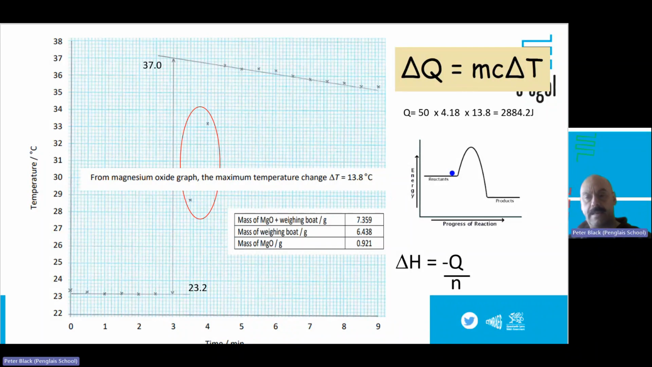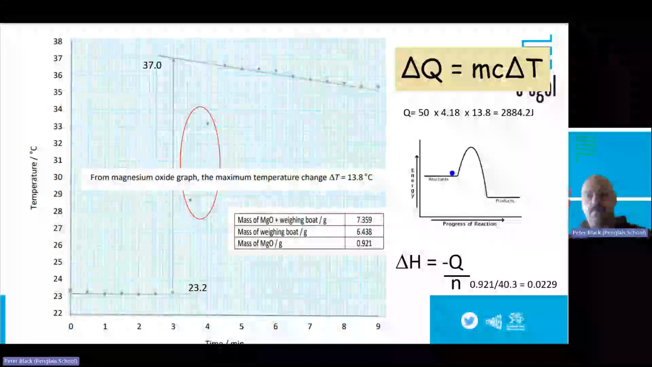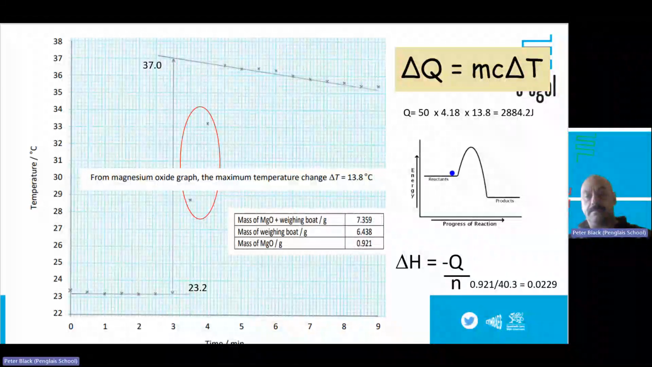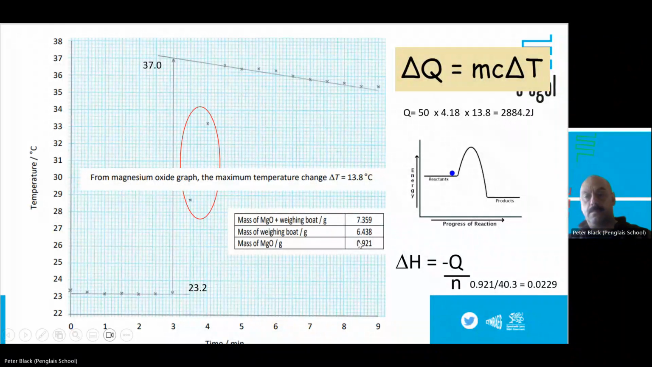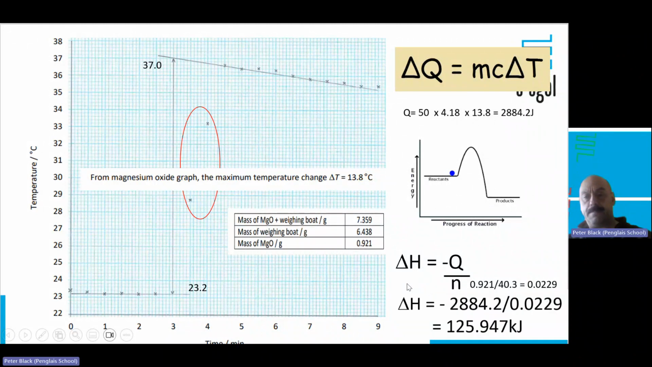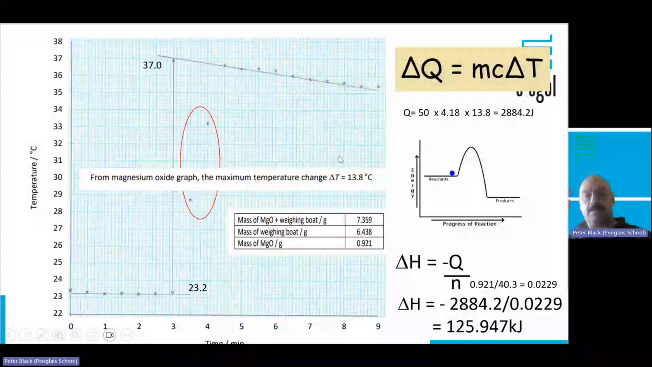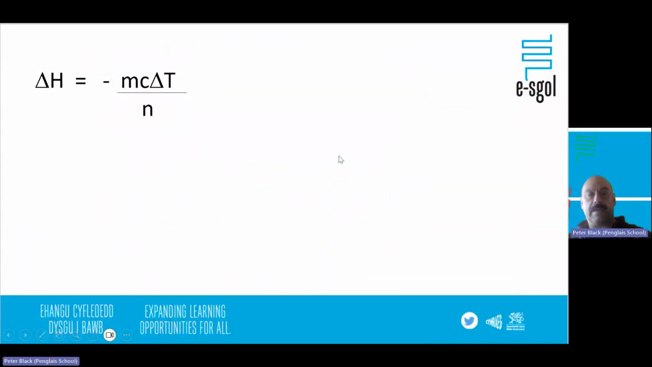And I'm going to carry on now. So you've got 0.0229. So we're going to now plug our values into our calculation. I can see there, that's our first enthalpy change. So we've got an enthalpy change of 126 kilojoules. Great. Okay, let's go to our quick calculation here.